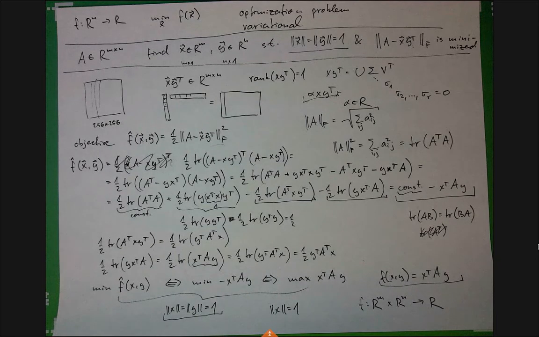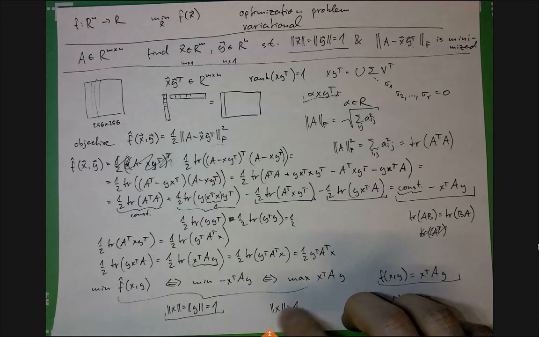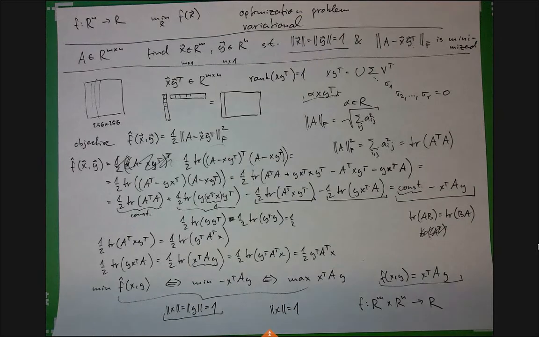So what is it geometrically? X is an m-dimensional vector, right? So it lives in m-dimensional Euclidean space. But I cannot take any vector from that space. I must only take the vectors that have norm 1, right? And what set is this geometrically? The set of all m-dimensional vectors that have norm 1.